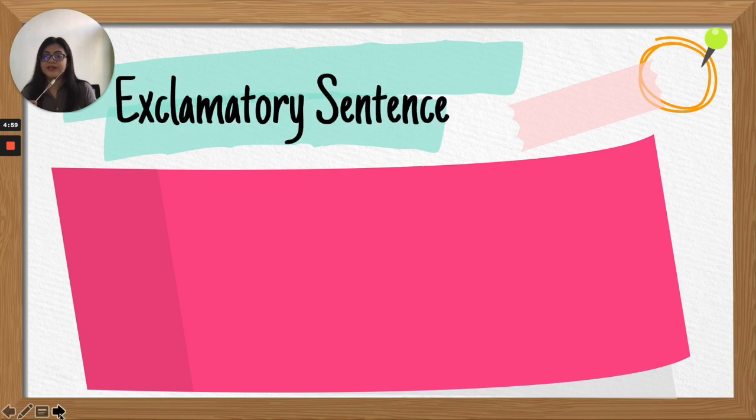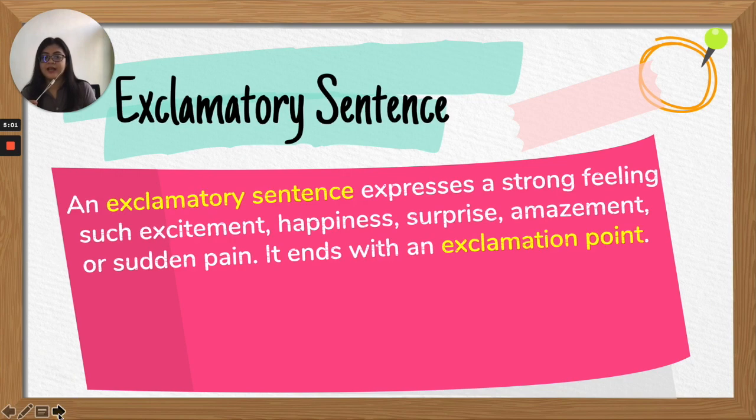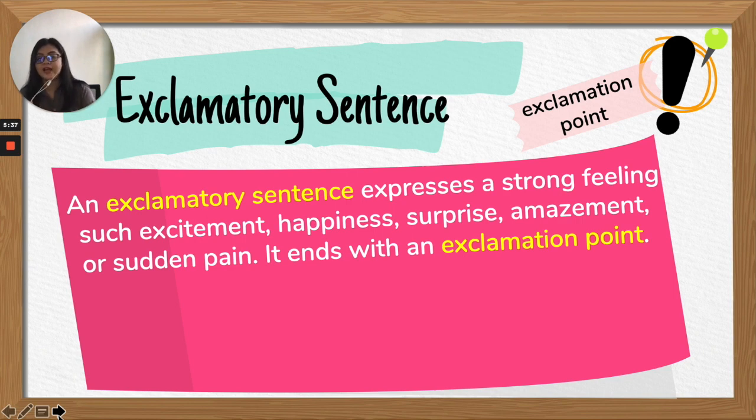Now let's go to exclamatory sentence. So exclamatory sentence expresses a strong feeling such as excitement, happiness, surprise, amazement, or sudden pain. It ends with an exclamation point. So if the sentence shows a strong emotion, then that is an exclamatory sentence. And again, exclamatory sentence ends with an exclamation point to show that the sentence is expressing an excitement or a happiness or a surprise. So a very strong emotion.